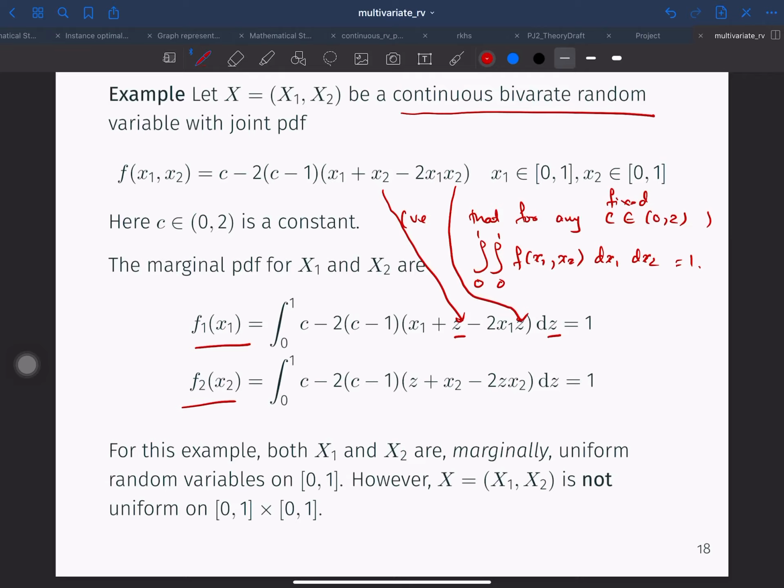So the main point is that if you evaluate it out, you see that the marginal PDF for x1 is a constant 1, and the marginal PDF for x2 is a constant 2. So this provides a very clear example that while both x1 and x2 are marginally uniform, the joint distribution is not uniform. So this is a useful example to remember. When you have marginally uniform, that does not necessarily mean that the joint has to be uniform.